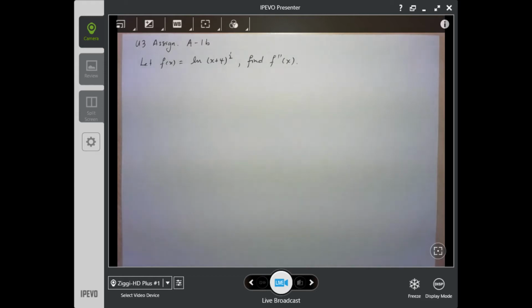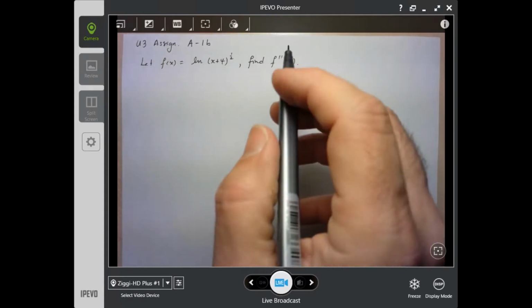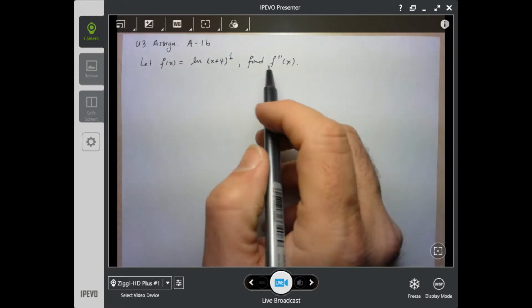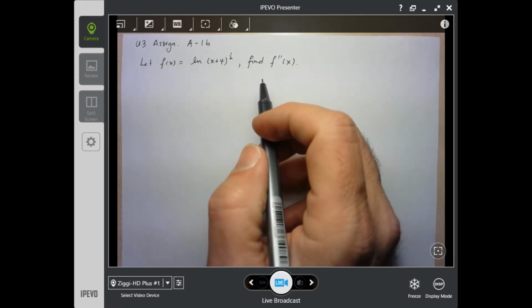Hi folks, we're going to take a look at the Unit 3 assignment, Part A, number 1B. Here they ask us to find the derivative and second derivative of this function. Of course, we have to find the first derivative before finding the second.